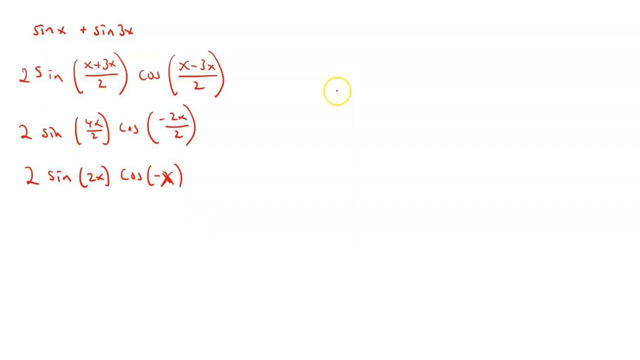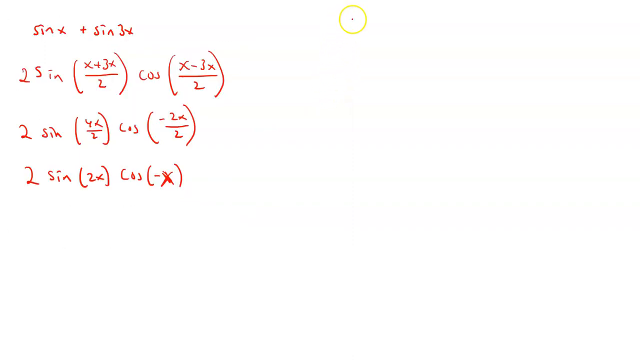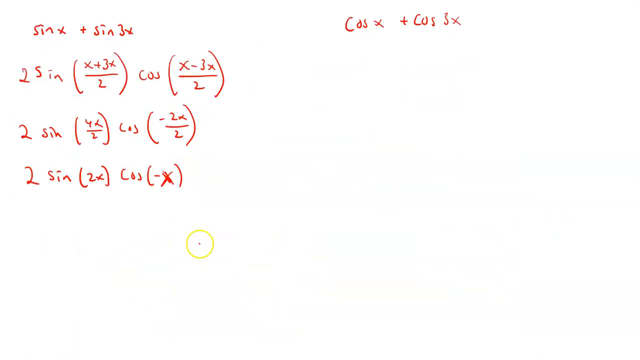All right, now let's work on the denominator. The denominator was cosine x plus cosine 3x. And so that's a cosine plus cosine. So if I got a cosine plus cosine, that's the third one down here. So 2 cosine of the sum times the cosine of the difference.